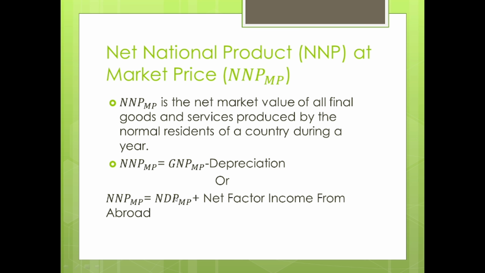Suppose you have GDP at market price. From GDP at market price, if you have to reach NNP at market price, first you have to convert gross to net. To convert gross to net, I have to minus depreciation. Then you have to convert domestic to national. For converting domestic to national, you have to add net factor income from abroad. So friends, to get NNP at market price, you add net factor income from abroad and you minus depreciation. You get net national product at market price.